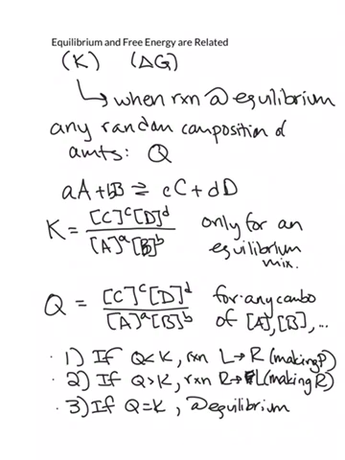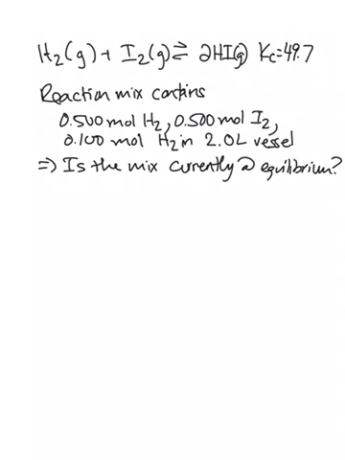So here's an example. I have a reaction. I'm taking H2 and I'm reacting with I2 to make HI, and the problem very helpfully gave me a K. It also gave me a bunch of numbers. It gave me some moles of H2, I2 and HI, and it gave me a certain vessel size. And the question to begin with is, is the mixture currently at equilibrium?